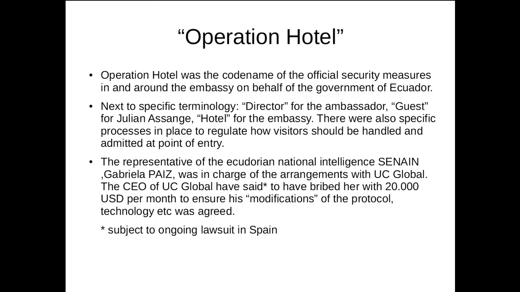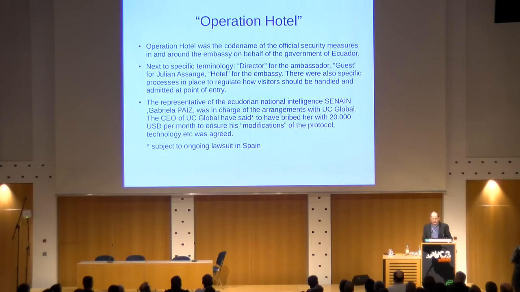There was an official representative of the Ecuadorian intelligence titled the second secretary of the ambassador, called Gabriela Paiz. She was working in the embassy and officially in charge of taking care of the company's contract and their work. However, she got bribed, according to statements that are subject to this ongoing lawsuit, with $20,000 in cash per month. She had to travel with her husband to some funny places to collect the money, to not violate European regulations with carrying cash and not declaring it. So this gives you roughly an idea.